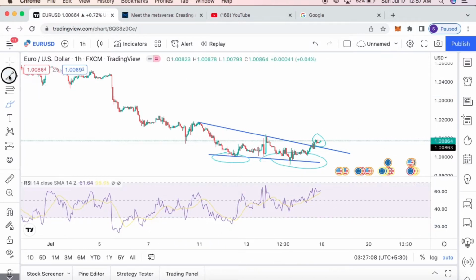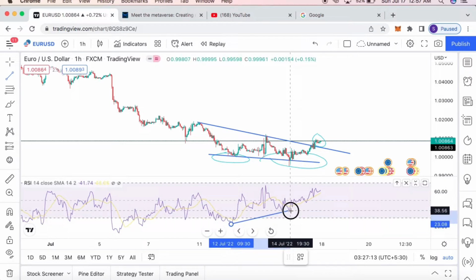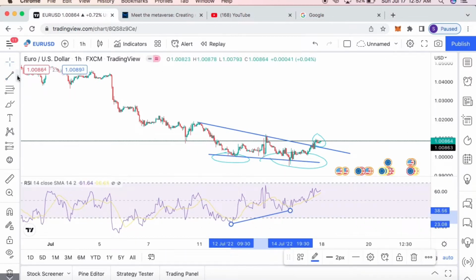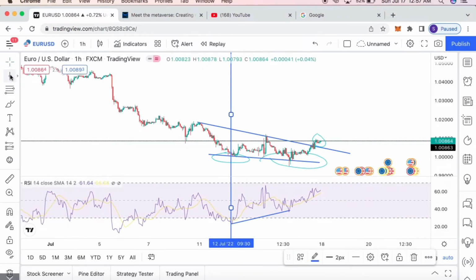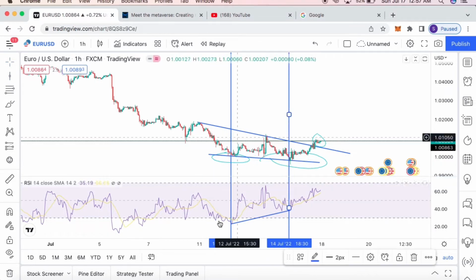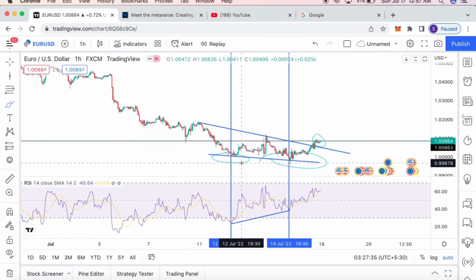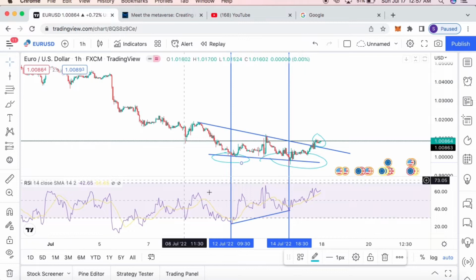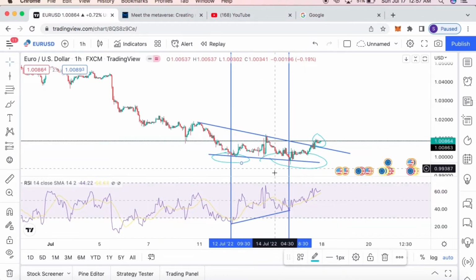When I draw my divergence, this is divergence right here, and it has to be in the same zone as your price up there. Let me mark this out very well for you guys so that you can see. This here is divergence. You can see here we have price coming down like this, and then you have price coming up like this. So this is divergence.